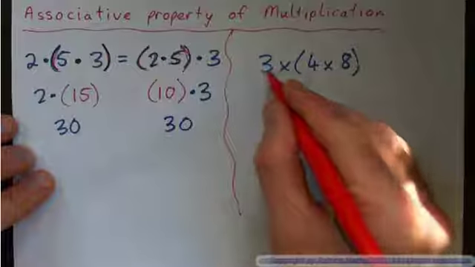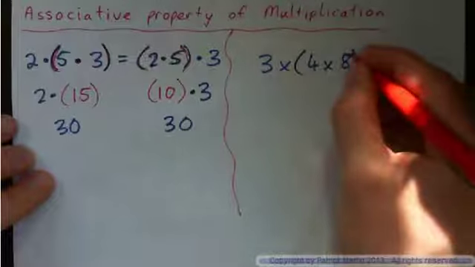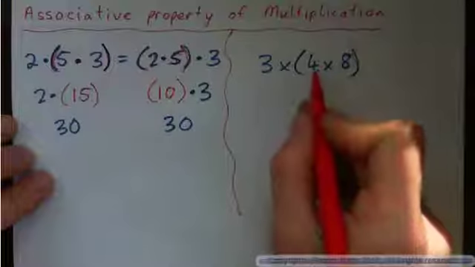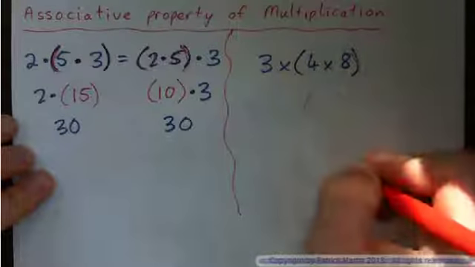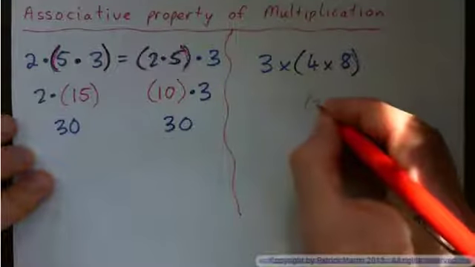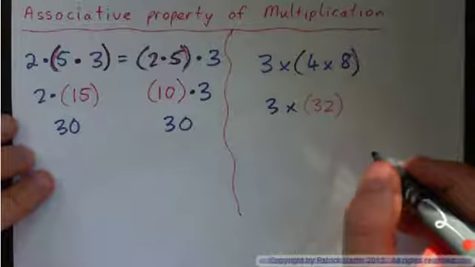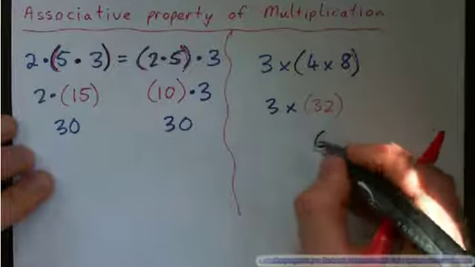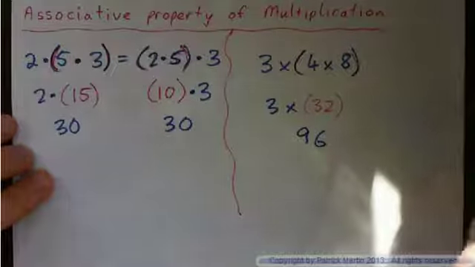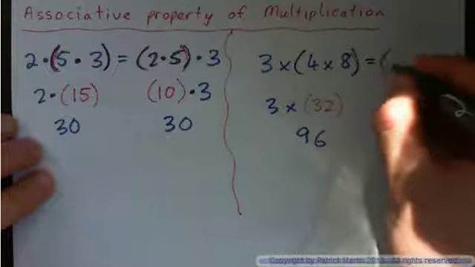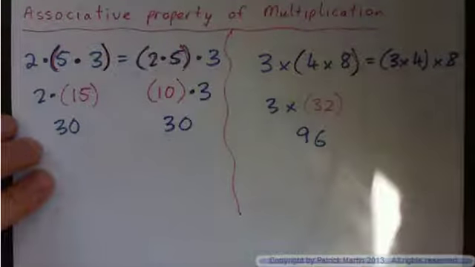Here's another example of the associative property. If you were to work this out, and this time we're using an X for a multiply sign, they want me to multiply 4 times 8 first. What's 4 times 8? 32. So I could go 3 times 32, which is 3 times 2 is 6, 3 times 3 is 9, 96, right? But the other way to work this out is to multiply the first 2 numbers at the beginning and then multiply by 8.